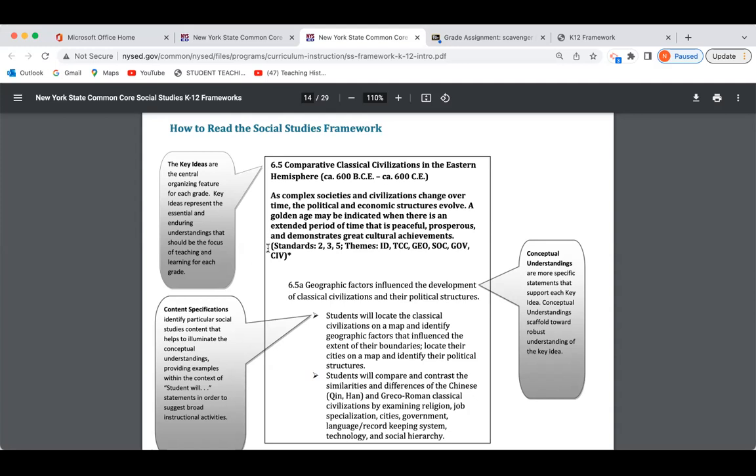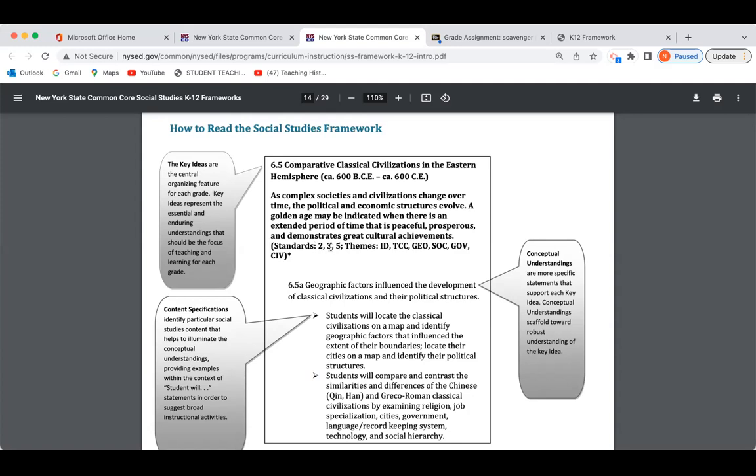in the comparative classical civilizations standard. These standards here arise from the National Council for the Social Studies. These are the overarching themes that are identified by the National Council for the Social Studies. If you go into the document itself, the K-12 framework, it will make a connection between each of the key ideas in the course, and then they're going to connect it to one of the themes.